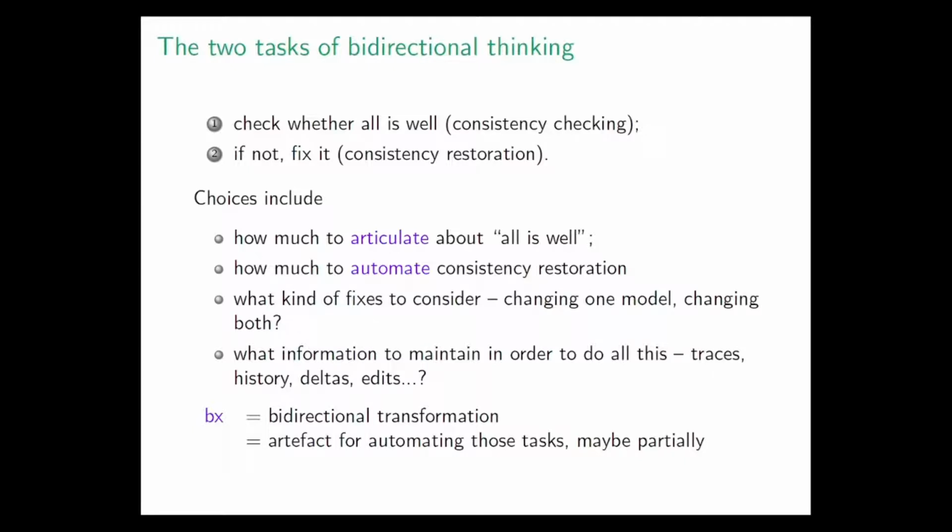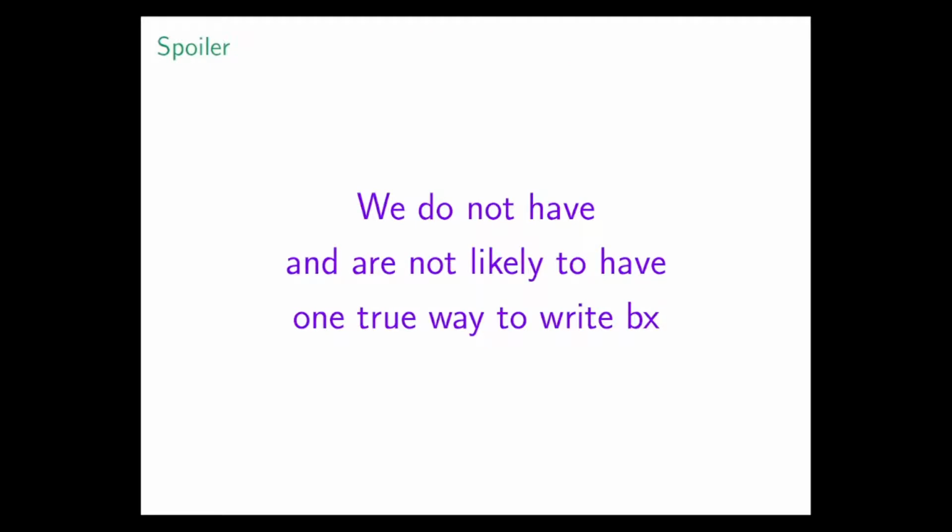I'm mostly going to talk in a rather simple setting, but all of these things are included under the general heading of bx. So a bx is a bidirectional transformation, and what it is, is an artifact for automating those two tasks of bidirectional thinking, and it might perhaps not automate them completely, it might do a partial job of that. I'm going to talk a bit more about what we would like as characteristics of our bidirectional transformations, but the spoiler and the message that I want to get across is that we do not have, and we are not likely to have anytime soon, one true way to write bx.